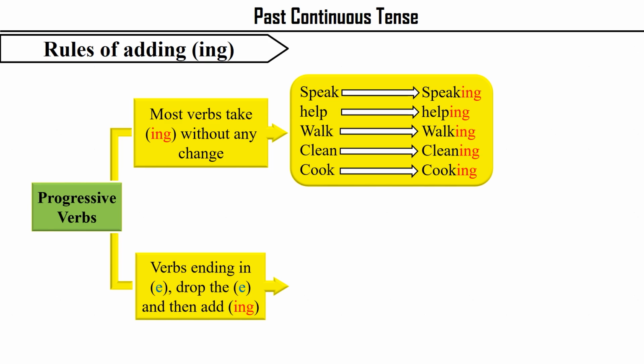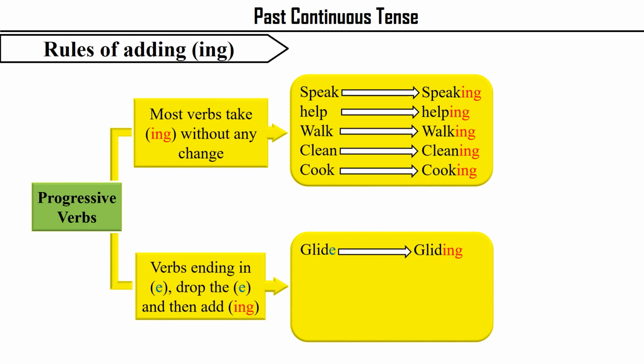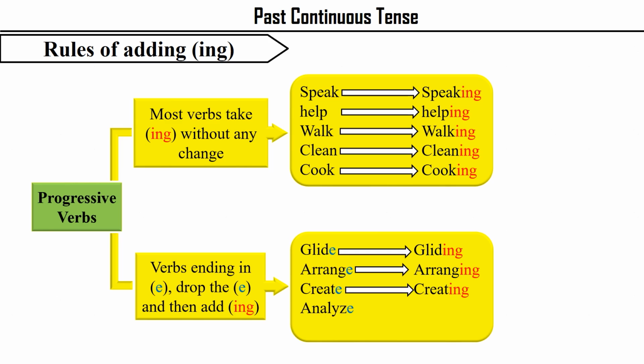Verbs ending in e, first drop the e and then add ing. For example, glide becomes gliding. The verb glide ends in e. First we drop the e and then we add ing. Glide becomes gliding. Or arrange becomes arranging. Create becomes creating. Analyze becomes analyzing. Stake becomes staking, etc.